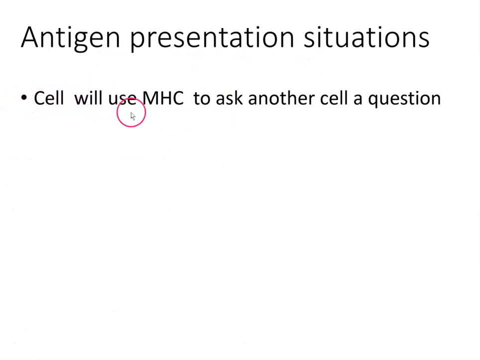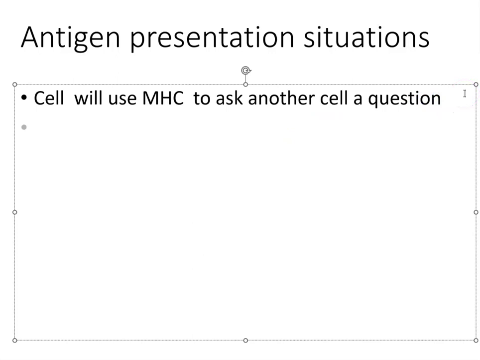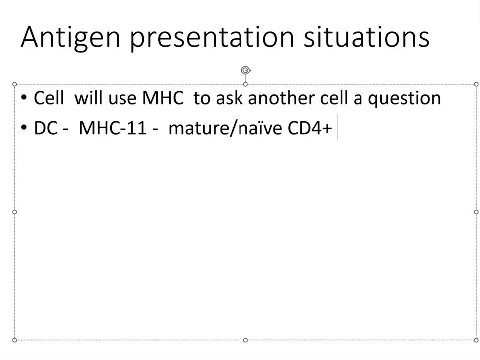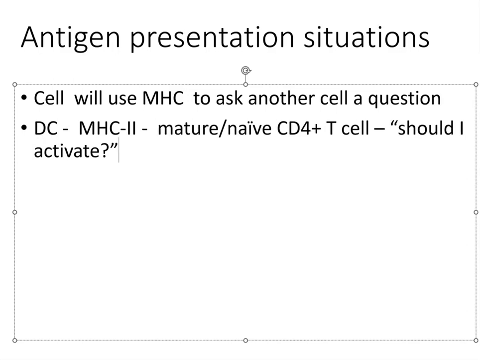So what we're going to write out is a cell uses MHC, which MHC, to ask another cell, which cell, a question. So let's get into that. So a dendritic cell uses MHC2 to ask a mature, naive, CD4 positive T cell, should I activate? Not MHC1, MHC2. Should I activate?